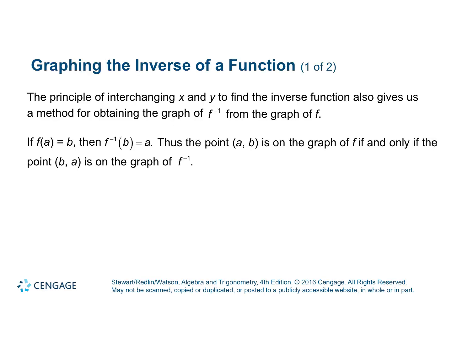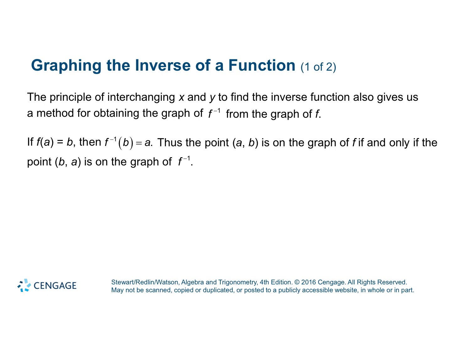So, graphing the inverse of a function. We have the principle of interchanging x and y to find the inverse function also gives us a method for obtaining a graph of f inverse from the graph of f. If f of a equals b, then f inverse, or the inverse function, is going to be b equal to a. Thus, the point (a, b) is on the graph of f if and only if the point (b, a) is on the graph of f inverse.